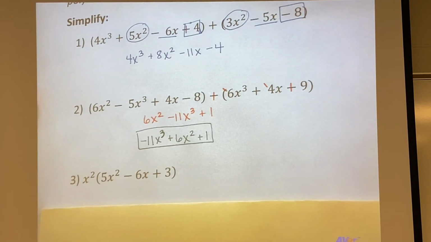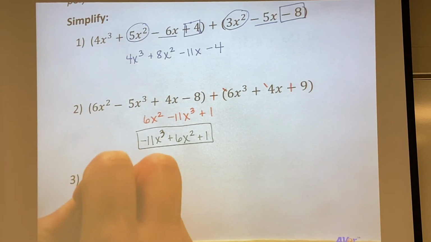All right, so we did addition and subtraction. Now let's try a little multiplication. So we have an x squared being multiplied by a whole polynomial. What we're going to do here is distribute. So after you get that written down, go ahead and hit pause and see if you know how to distribute. Come back and check.